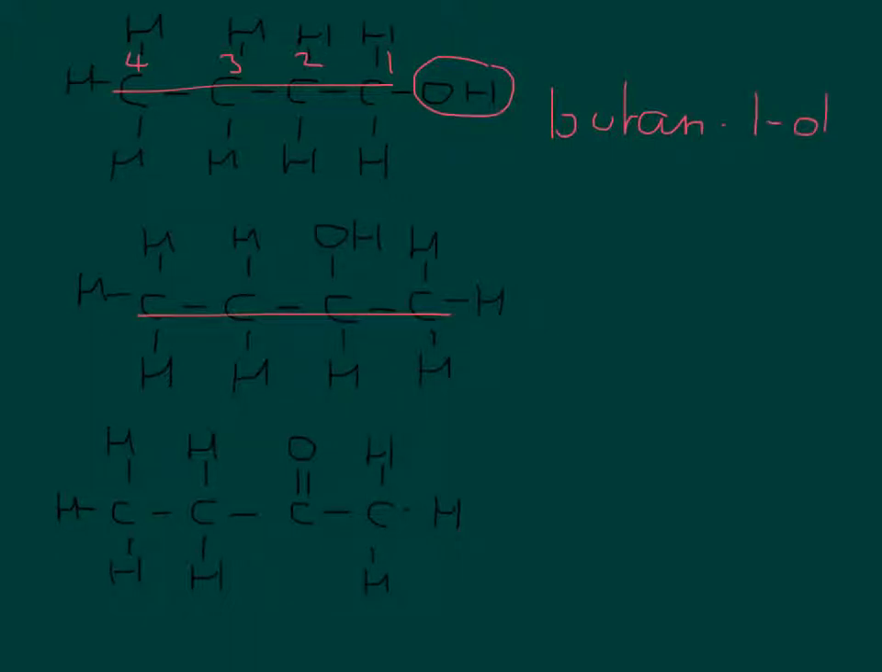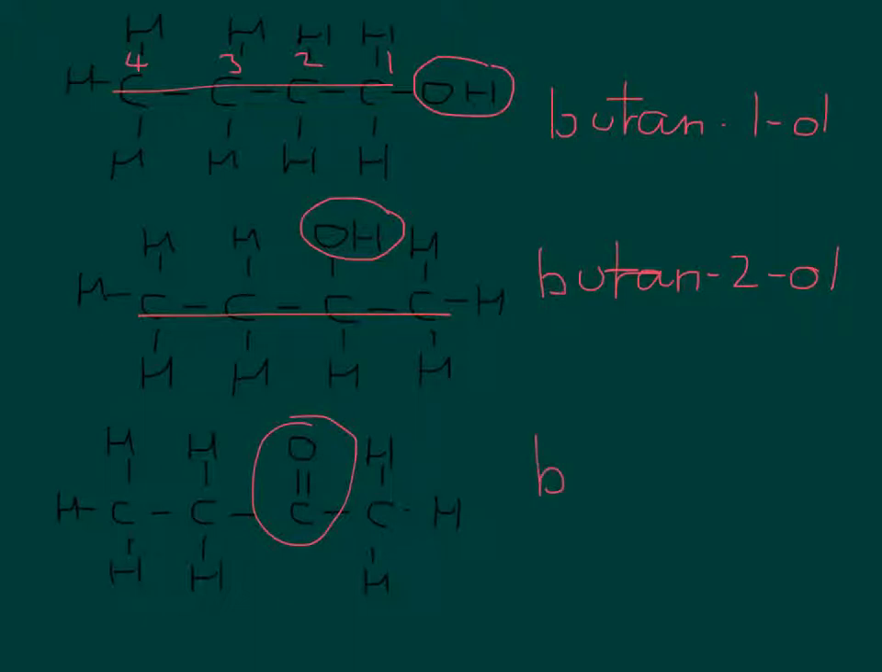Again, for this one, 4 carbons, but now my alcohol is coming off carbon number 2, so this one would become butan-2-ol. And the final one, I've got a ketone group coming off, so it's going to end in -one. I again have 4 carbon atoms, so it's becoming butanone. Notice I don't need a number there because it's got to be on that carbon to be a ketone.